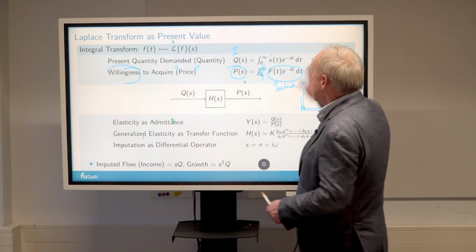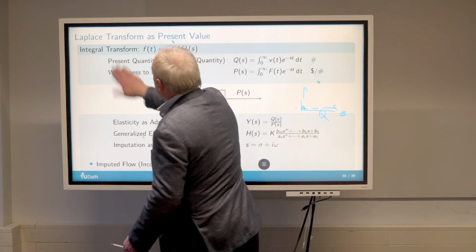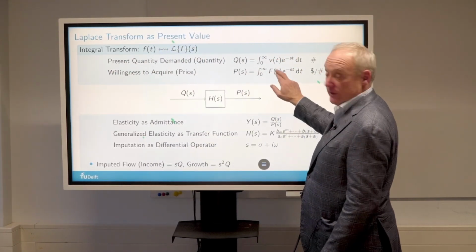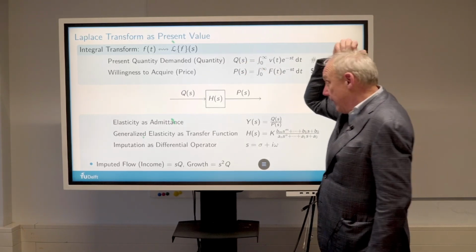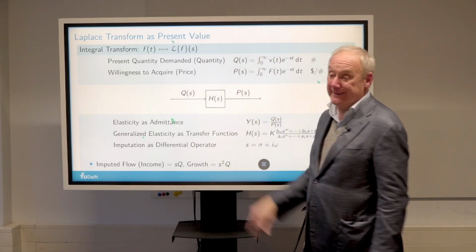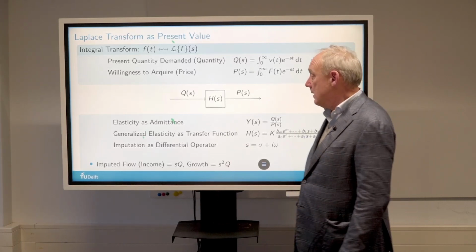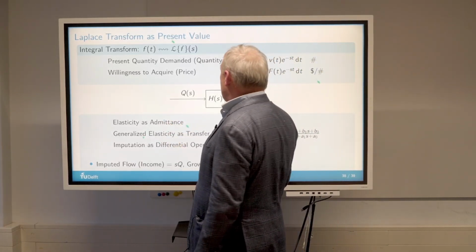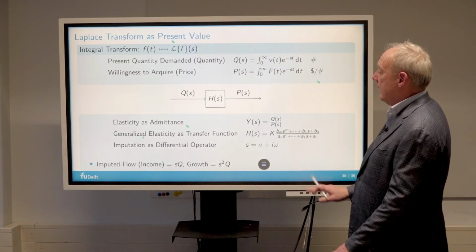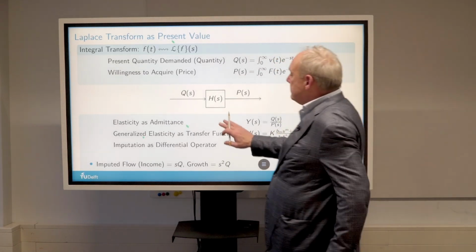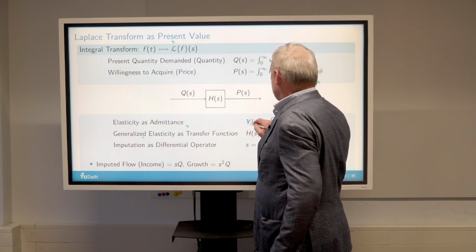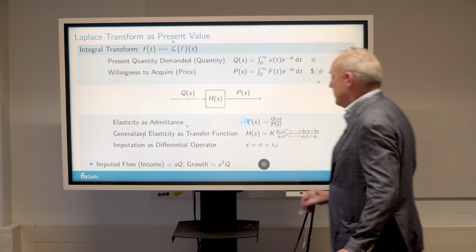Okay? So now I have the Laplace transform of the quantity demanded. So the velocity of this, of the economic force, that's my willingness. And now I can do stuff like, look what happens when I have a system like this, okay? Now, this is what you would call the elasticity. This thing, H of S, why is this Y? This should have been H, okay?